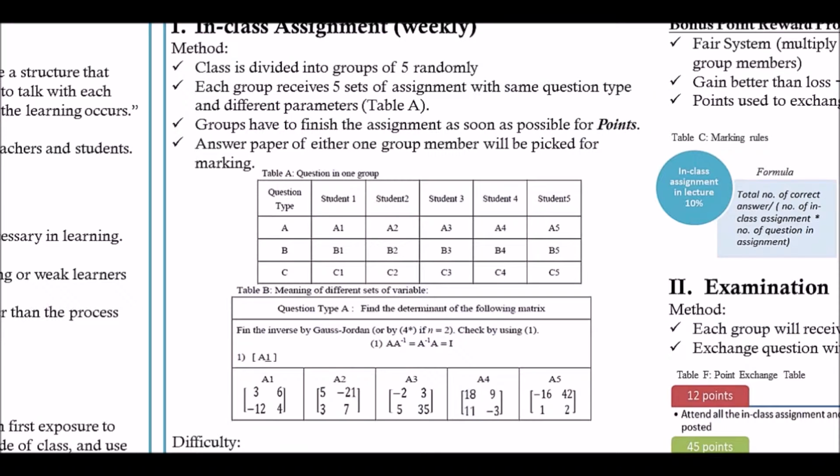The in-class assignment will occupy 10% of the whole course result, and the calculation method will be based on the total number of correct answers over the total number of questions.